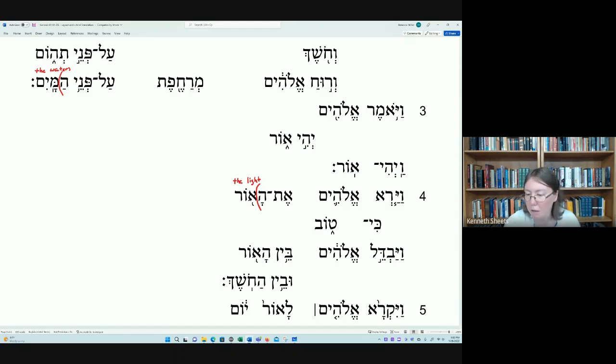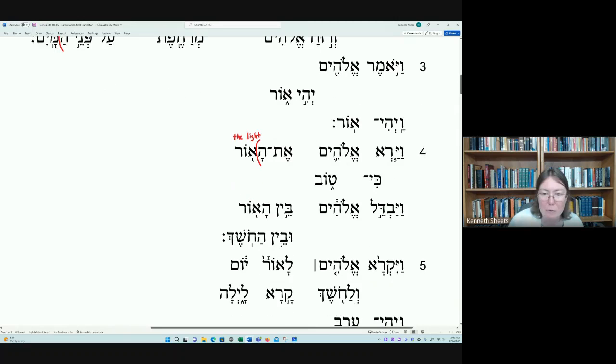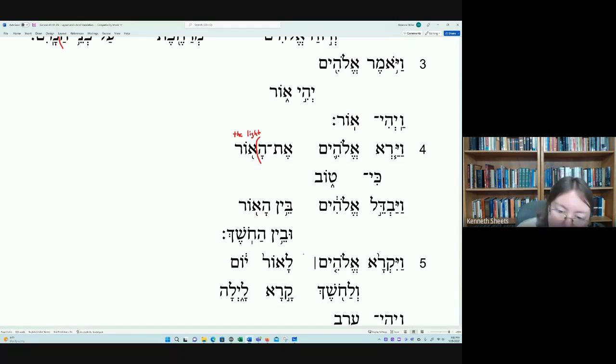Kitov. Then we have Vayavdel Elohim bein haor. Oh, look at that. We just saw that form up above here. So there's another article. Hey with the pathak followed by a dagesh forte, but the dagesh forte went inside of the aleph, which, being a guttural, rejects the dagesh forte, and the preceding vowel lengthens. And so then we have the light.